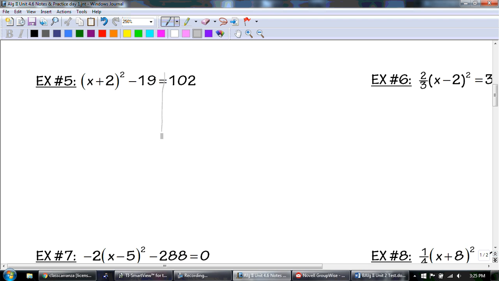All right, number 5. Okay, we cancel addition or subtraction first. So I'm going to add 19 to both sides. And then we get x plus 2 squared equals 121. I take the square root of both sides, and then I get x plus 2 equals plus or minus.